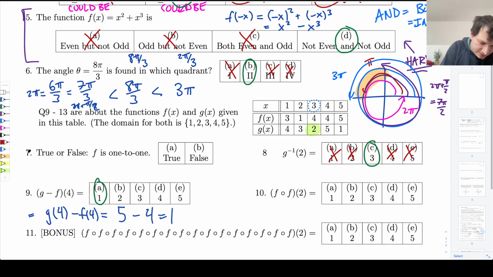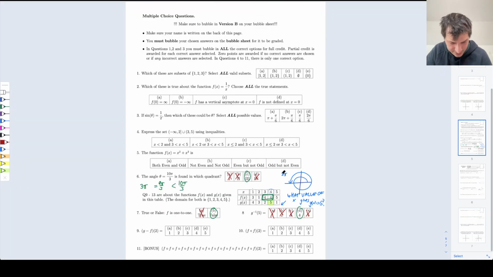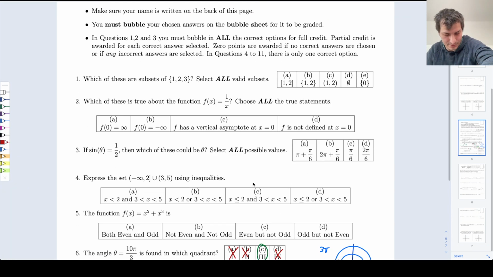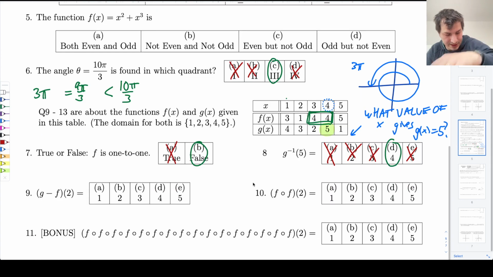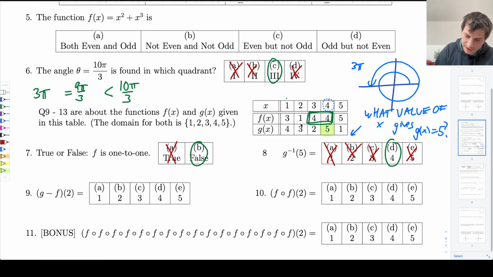That is correct. These ones are all wrong. And in the other version of the exam, I think it is very similar. Same question, different numbers. G minus f of 2 is 3 minus 1, which is 2. So g of 2 is 3, and f of 2 is 1. 3 minus 1 is 2.